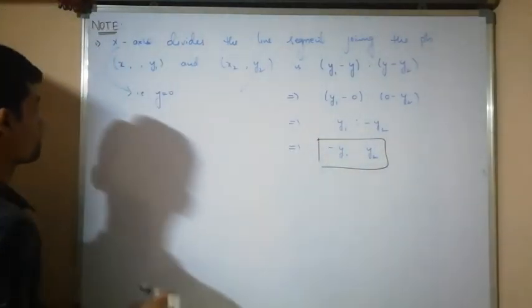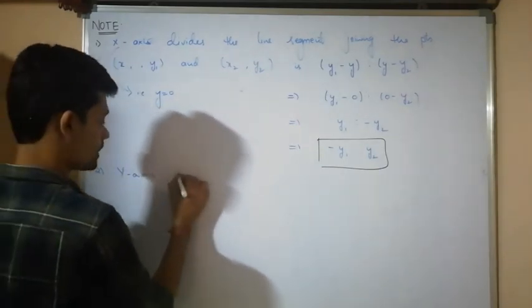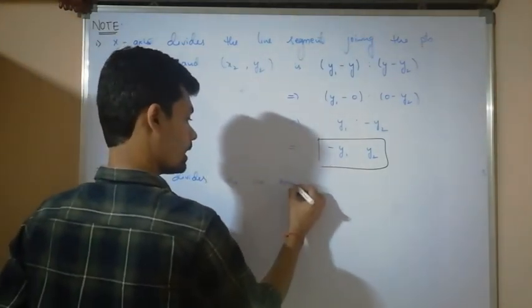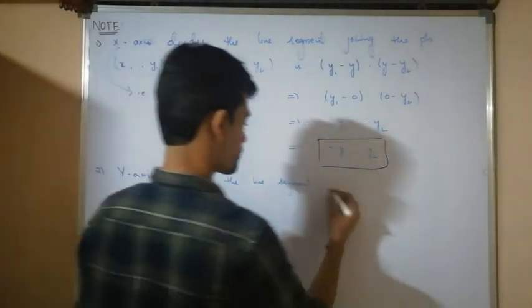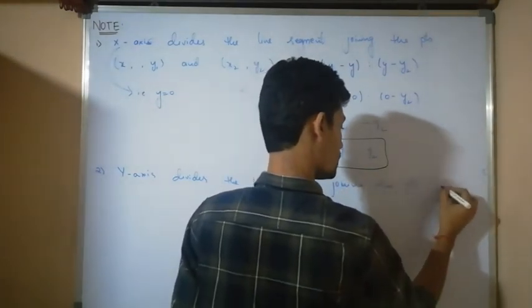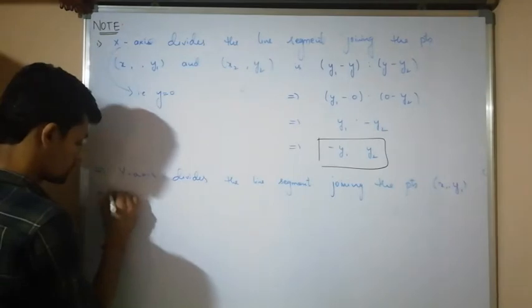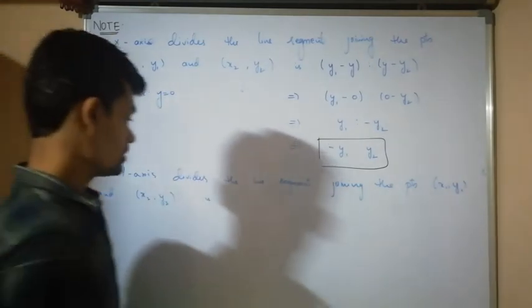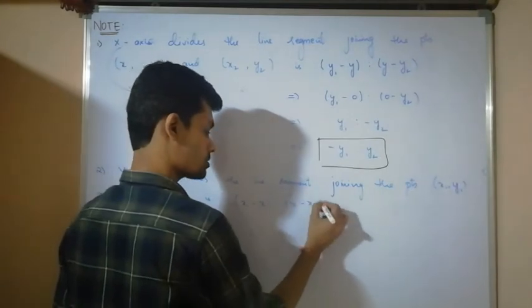Second one, y-axis divides the line segment joining the points x1 comma y1 and x2 comma y2 is, what is the formula? x1 minus x is to x minus x2.